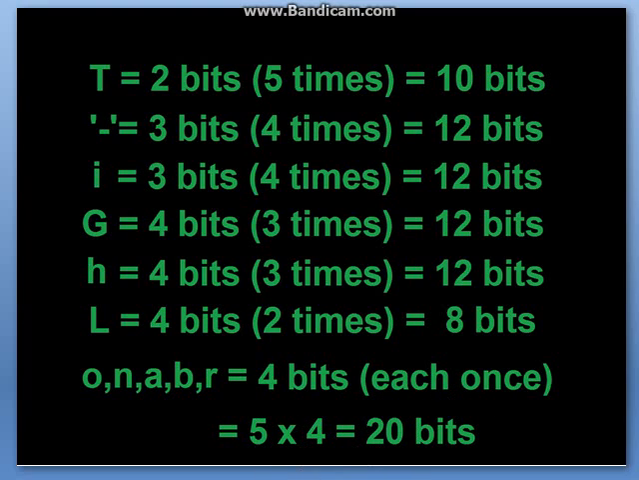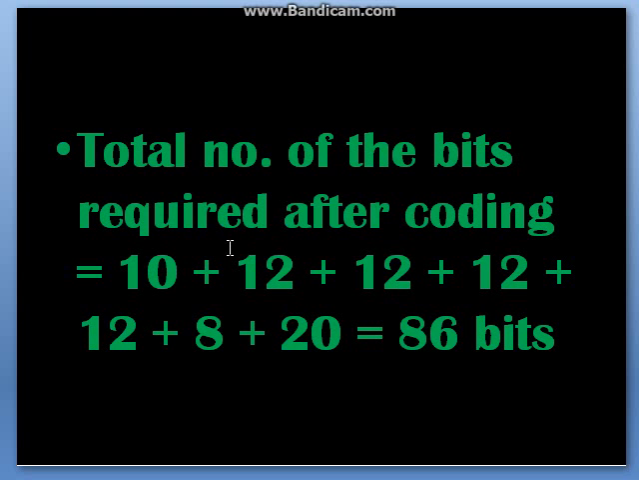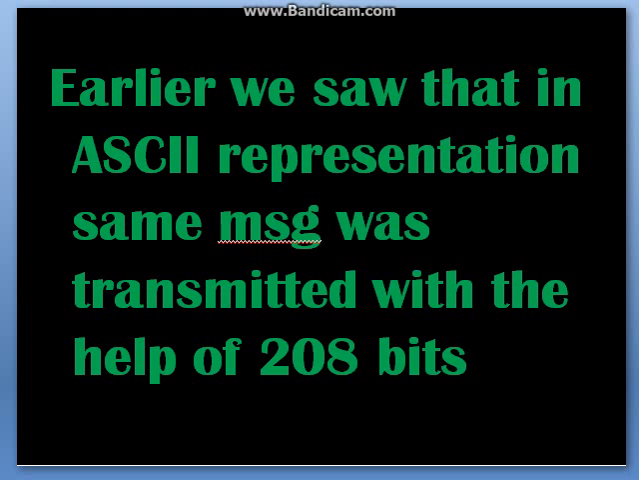Now we'll calculate how many overall bits we have to take for transmission after Huffman coding. Here it goes: 10 plus 12 plus 12 plus 12 plus 12 plus 8 plus 20. Overall 86 bits required. Earlier we saw that in standard ASCII representation, same message was transmitted with the help of 208 bits, and here we have only 86 bits. So you can say that Huffman coding saved a lot of bits in representation.